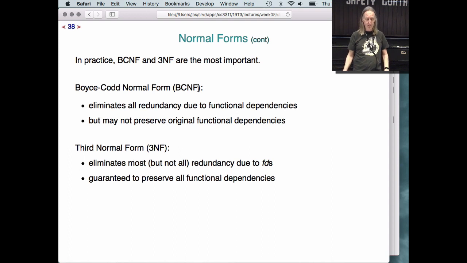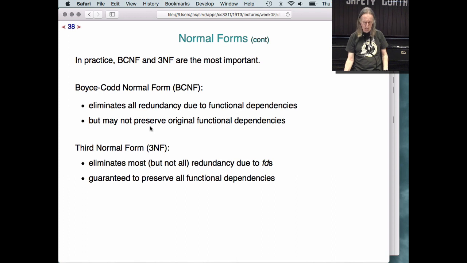Okay, so the difference between BCNF and third normal form is that if you've got a schema in BCNF, it's not going to have any redundancy due to functional dependencies. Fourth and fifth normal form have redundancies sort of across tables. So here we're just interested in dependencies within a table. So we've got rid of all the redundancy coming about from that. However, the way BCNF partitions things is that some of the functional dependencies might be lost in the partitioning.